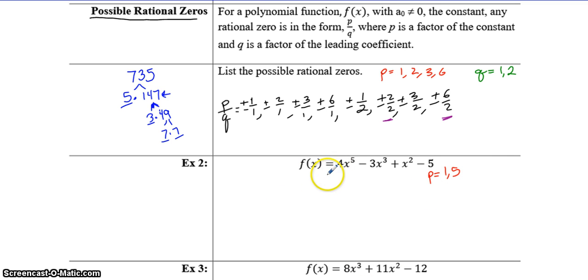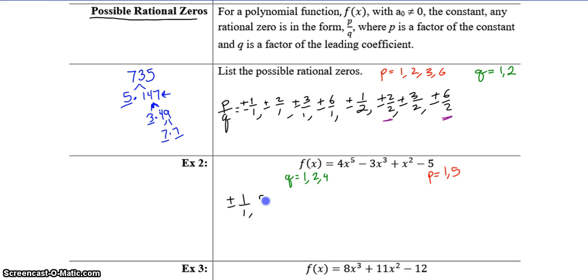Factors of the leading coefficient. Sometimes I'll write it like this over here: 1, 2, 4. You don't have to write 2 twice. And now, P over Q, each one of these over each one of these. Again, how you do it doesn't matter, but I would suggest being organized.